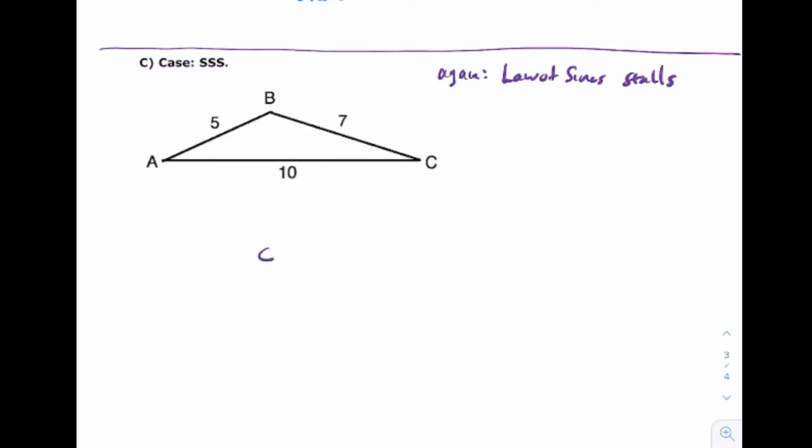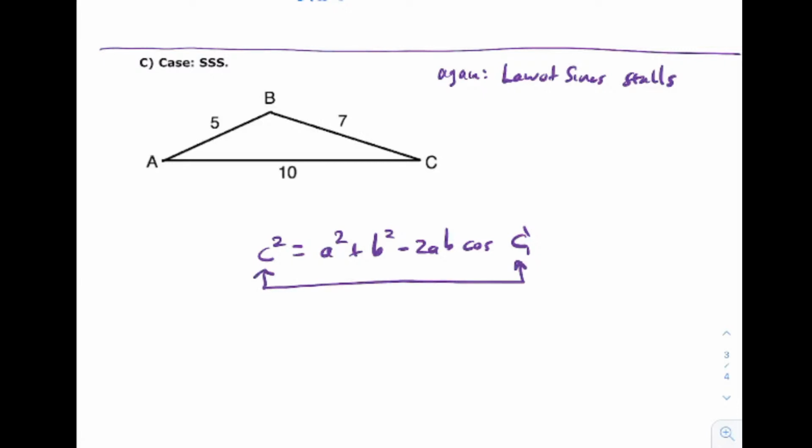And the first thing you do is you write it down. C squared equals A squared plus B squared minus 2AB cosine of angle C. And then the next thing you do is you pick a side and an angle that are across from each other. Because that's what the formula applies to, a side and an angle that are across from each other. So if you want to solve for angle C, this is going to be side C, right?